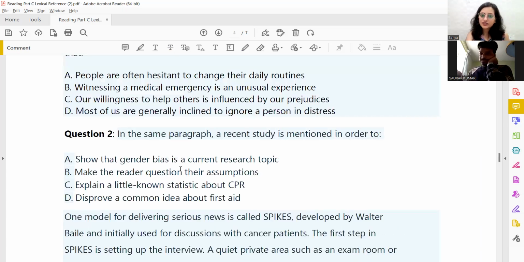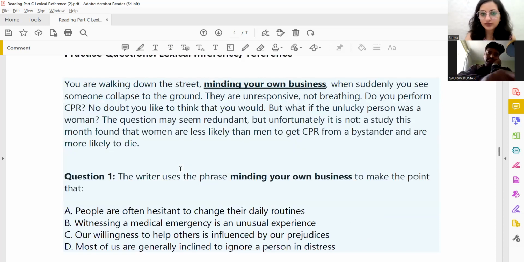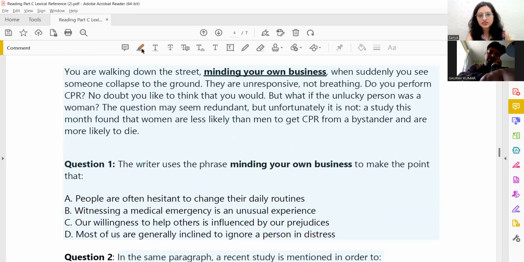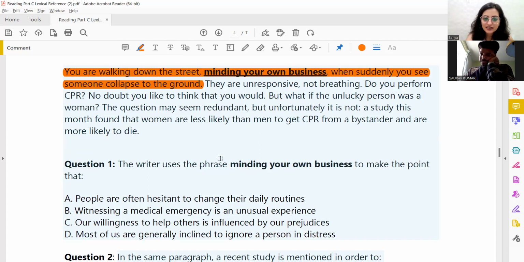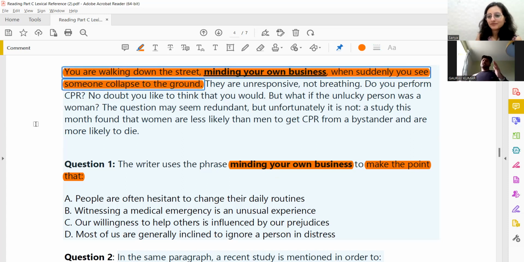So the first question we are going to do together, and others you're going to do on your own. Okay. So the first question here says, and remember the context is very important. The question says, the writer uses the phrase minding your own business to make the point that. Now, whenever there are phrases that you have heard before, do you know the actual meaning of minding your own business? You know, right? So that will help. It means just do your own work. Don't interfere in my things. Do your own things. So whenever you see a phrase like that you already know, use that.